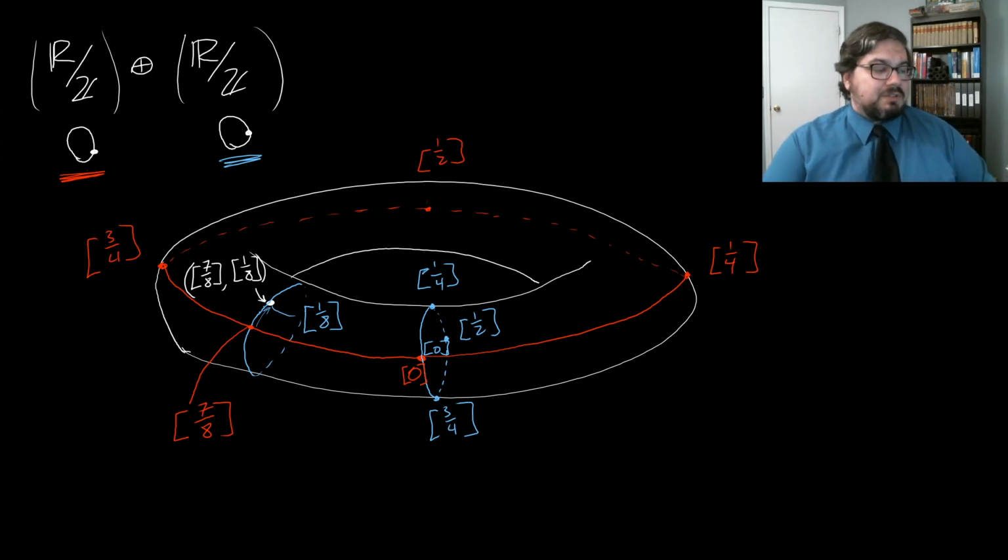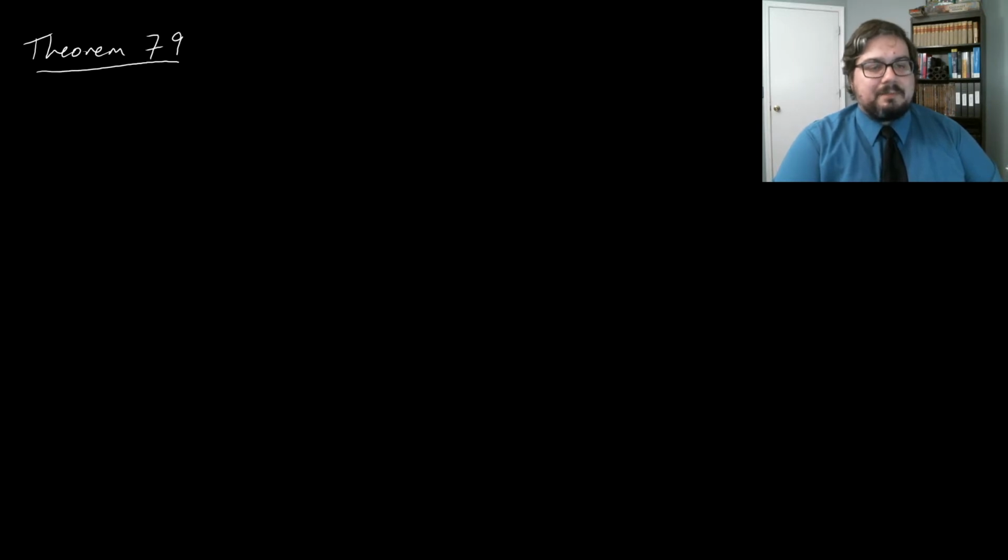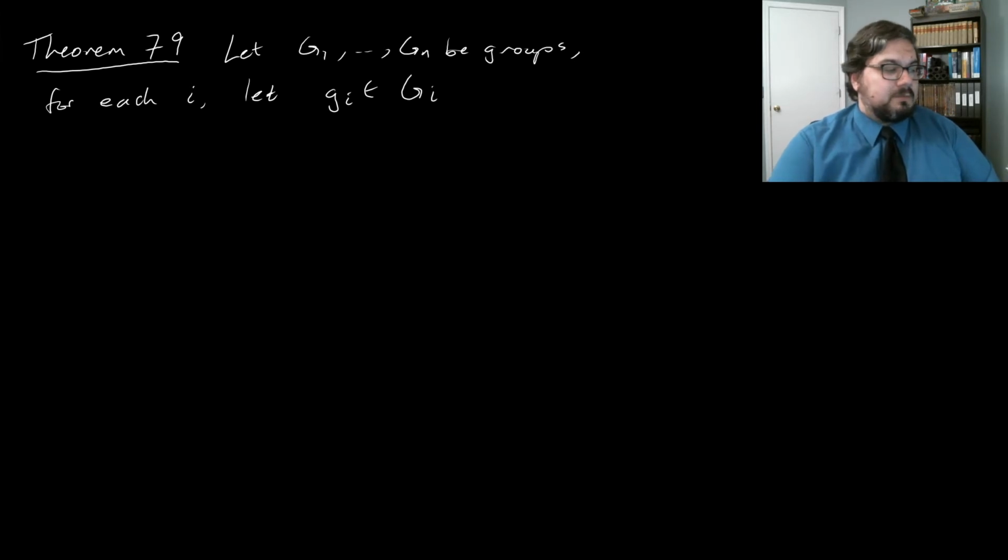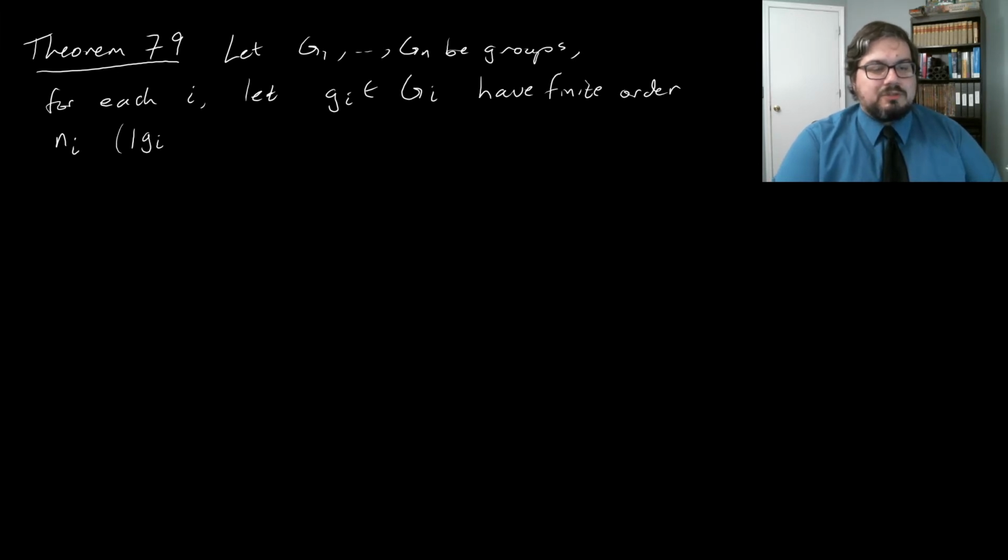Okay, so let's come back to the question of when we're looking at cyclic groups and taking a direct product of them, when do we get a cyclic group out of it? And in particular, we're going to look at finite cyclic groups. We have a theorem that will get us there. We've got some building up to do. So let's let G1 up through Gn be groups. And for each i, let little gi belong to big Gi, and let it have finite order ni. So we're saying that the order of gi is ni.